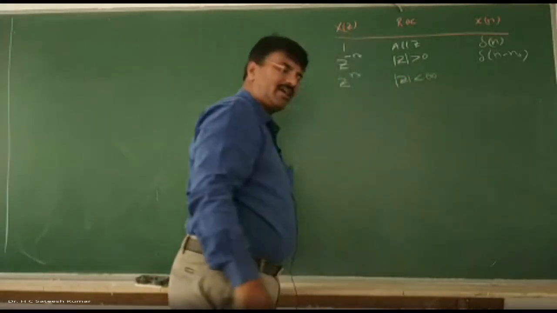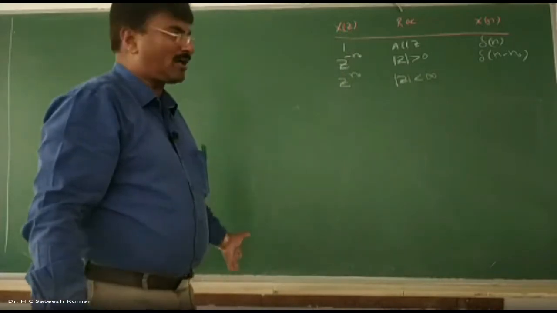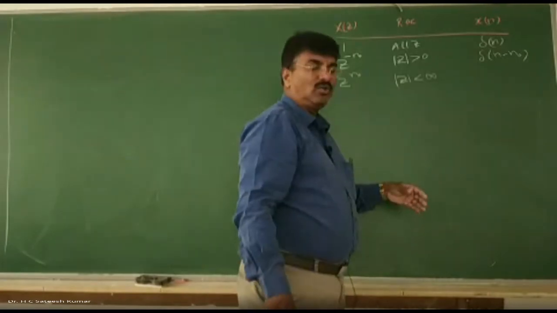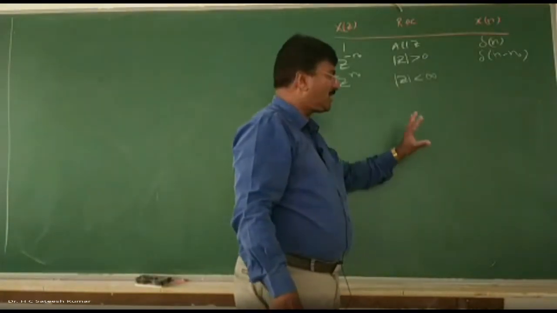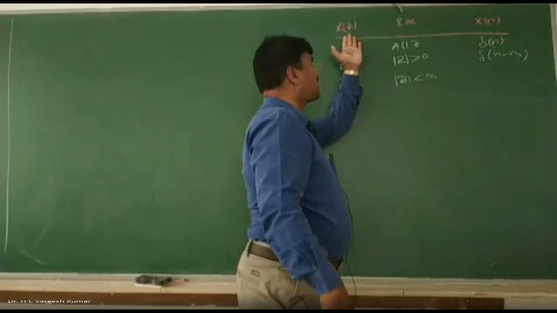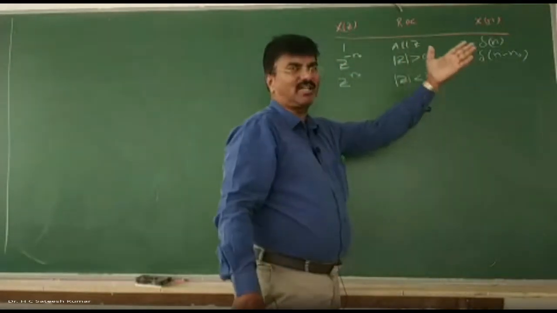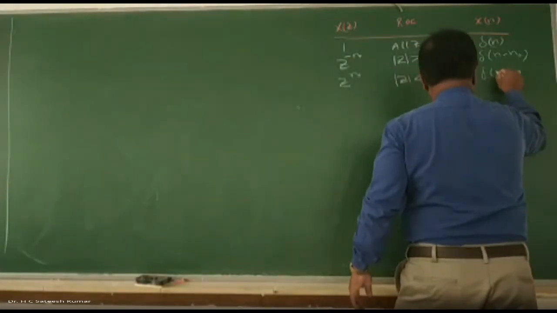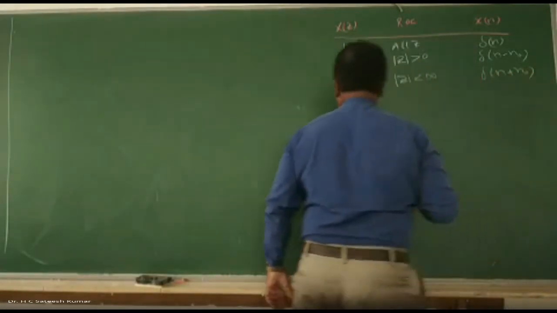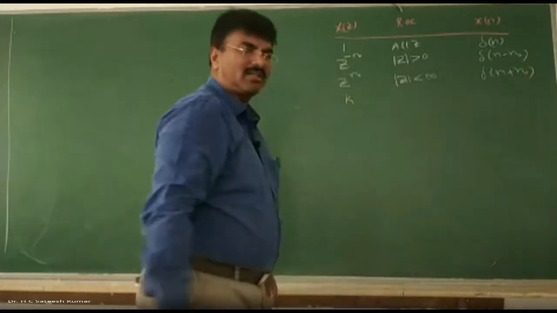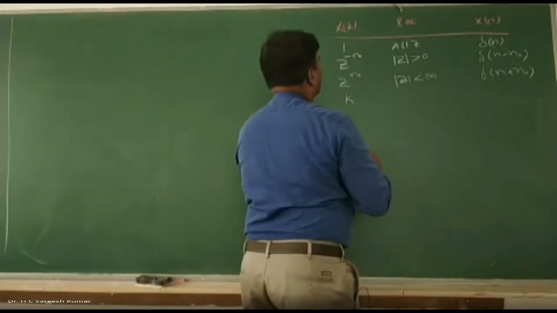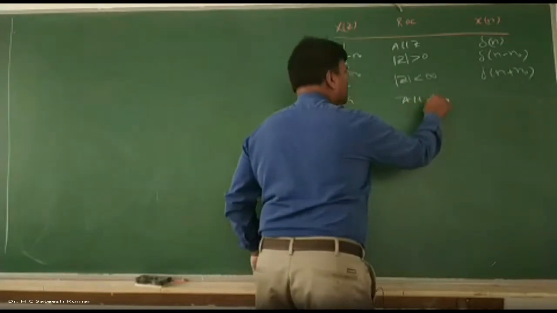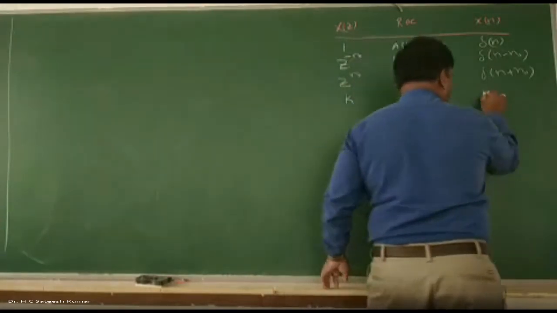See, the table I have already given. There, for what x of n what is x of z, and ROC I gave in the earlier table. Now in the inverse Z transformation, the same table I am writing in reverse. If this is x of z, this is ROC, what is x of n? That I am writing. What is this one? Delta of n plus n naught. And in inverse Z transformation, if K is there, ROC all z, then K into delta of n.